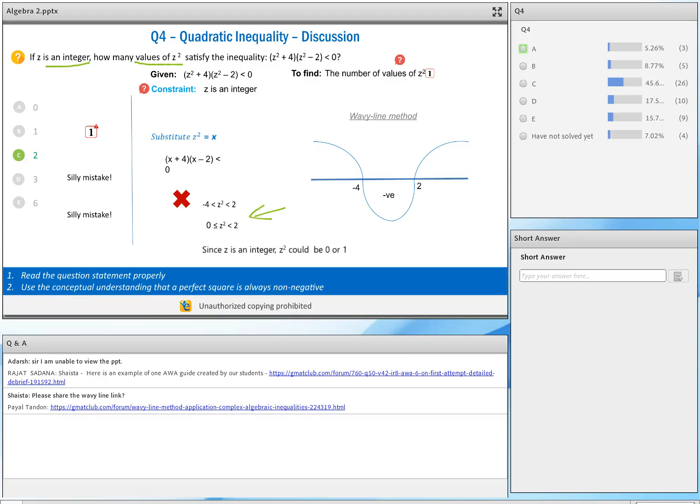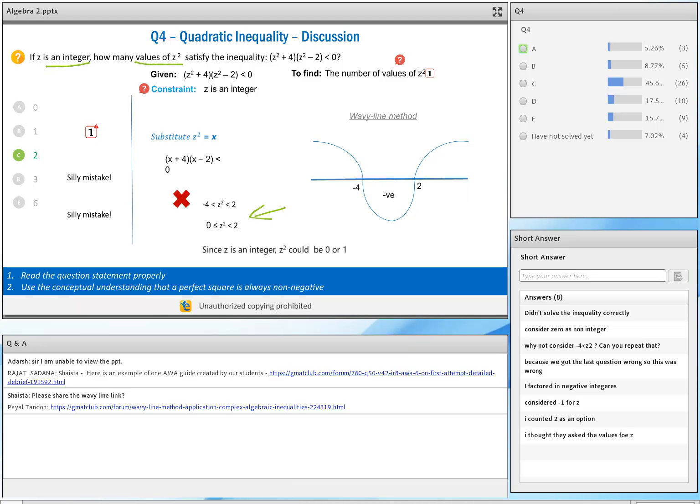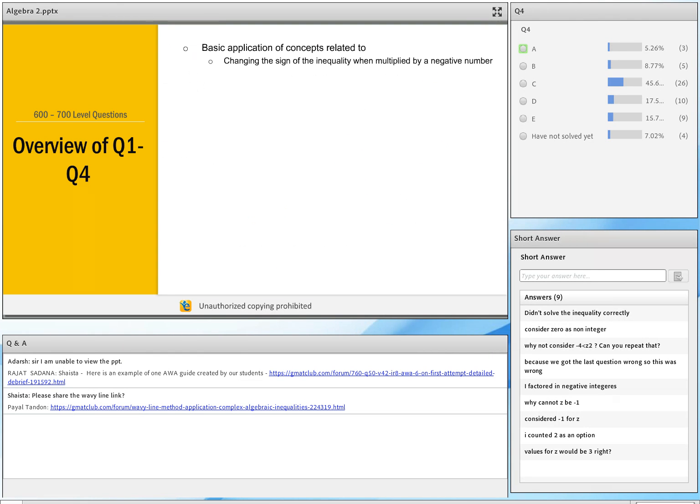Okay. I thought they asked the values for z. Yes, so that's another thing. What are they asking the value for? That's very important. Okay. All right then, so let's do an overview of the 4 questions that we've solved.